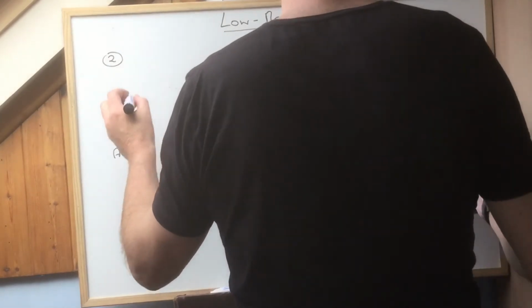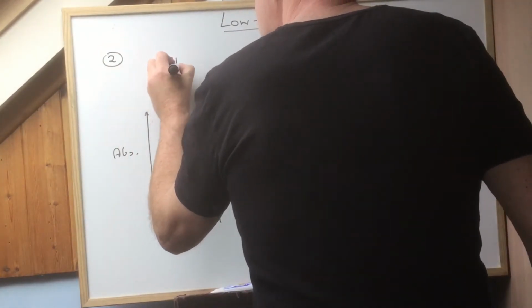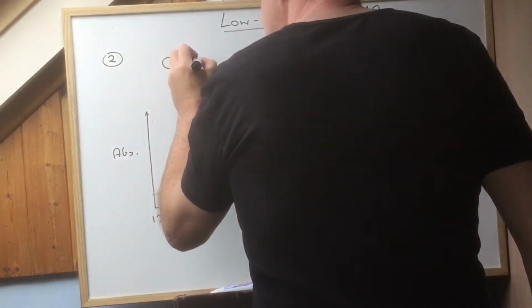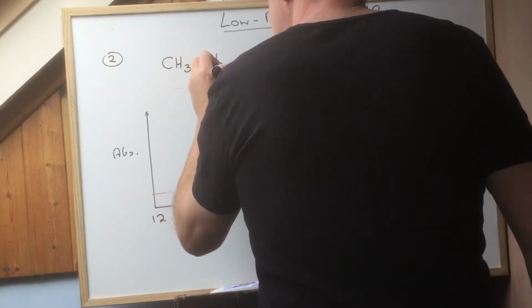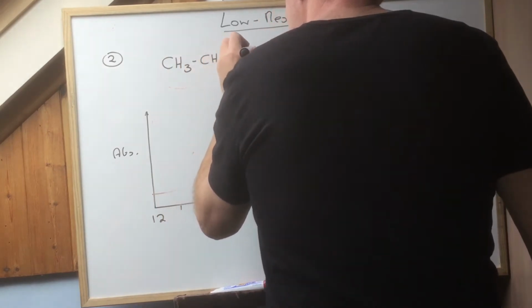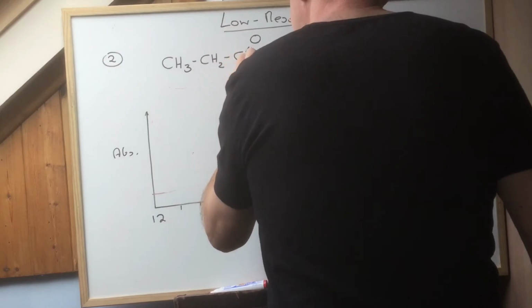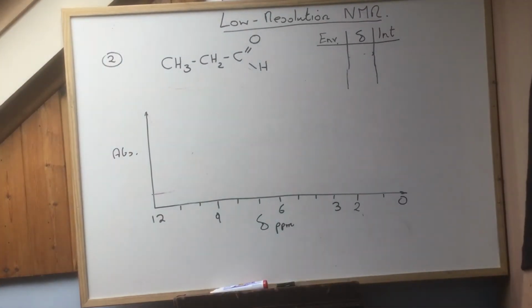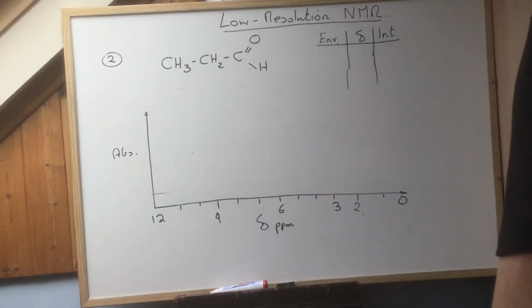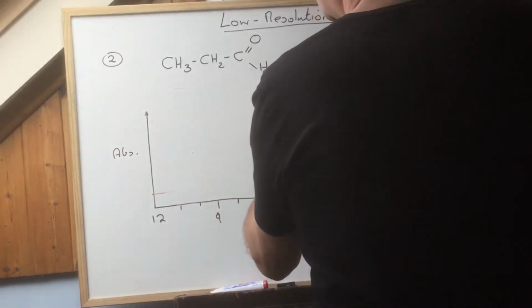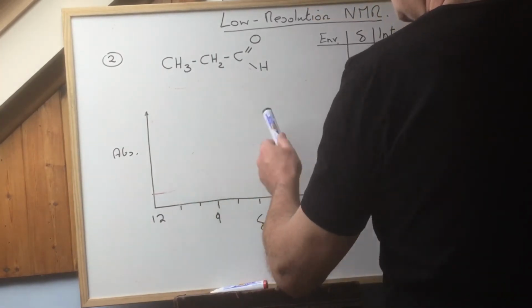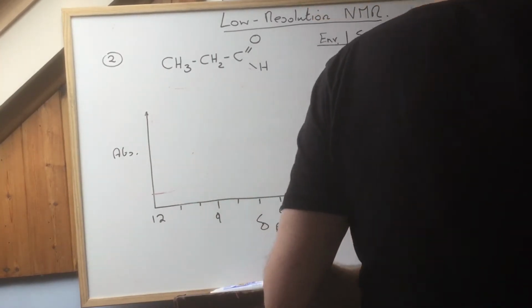Propanal. Very simple. CH3, CH2, C, double bond O, H. Right. Okay. First of all, how many different environments are there and what is their chemical shift? Right. Let's go from the right hand side. Okay. Same as the last one.